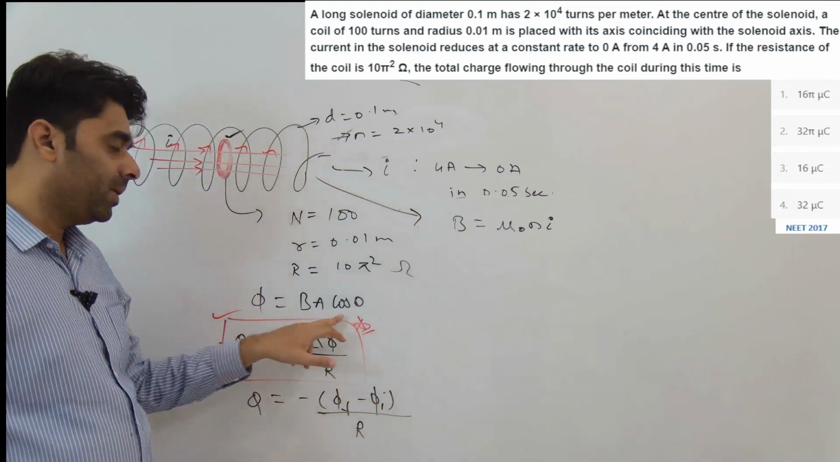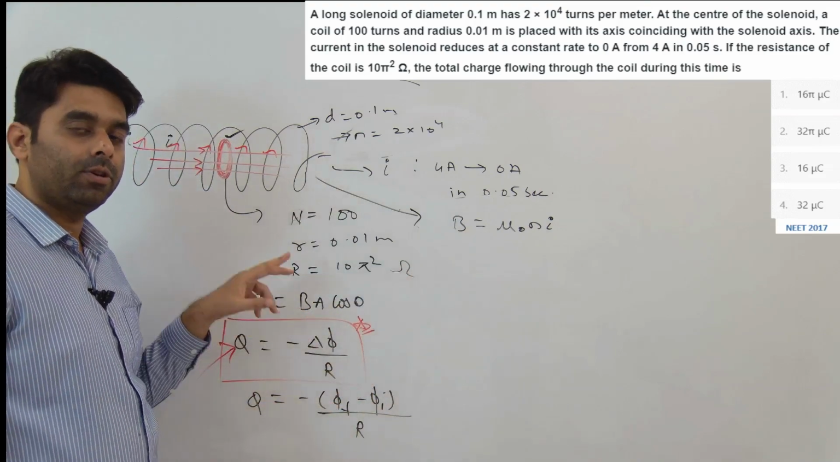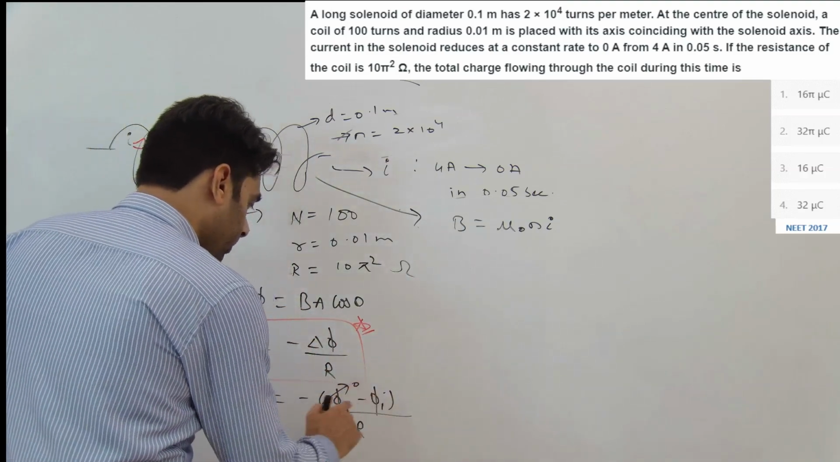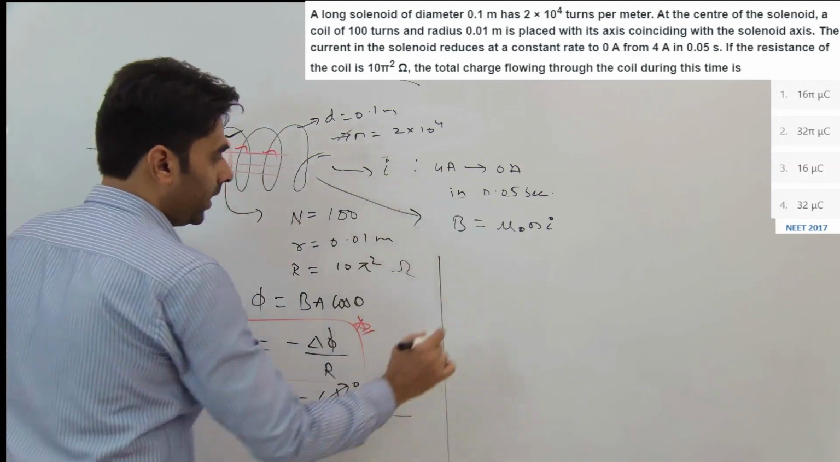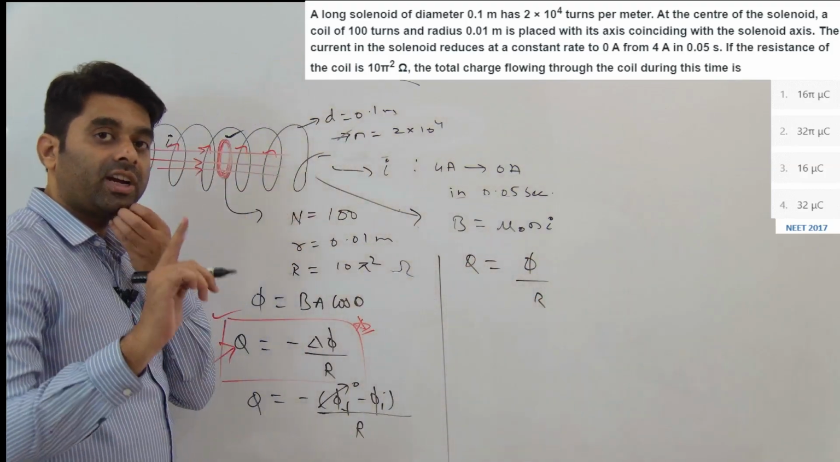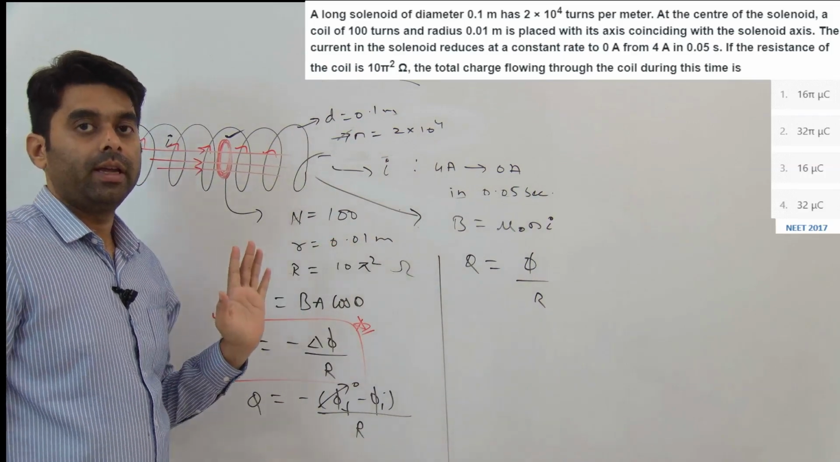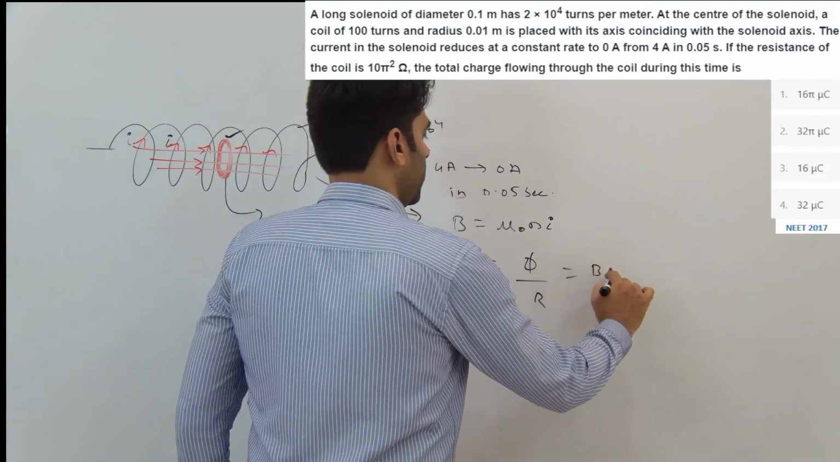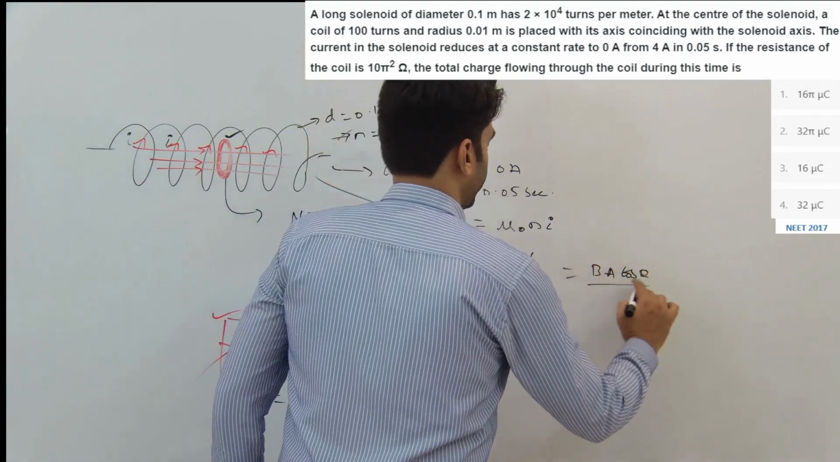Because flux is what? BA cos theta. If current is 0, magnetic field is 0, and flux is 0. Flux 0 means phi final is 0, minus minus plus. So our Q value finally comes out phi by R. That means the charge that will flow is equal to flux by resistance. Let us substitute. Flux we know is BA cos theta, divided by R.